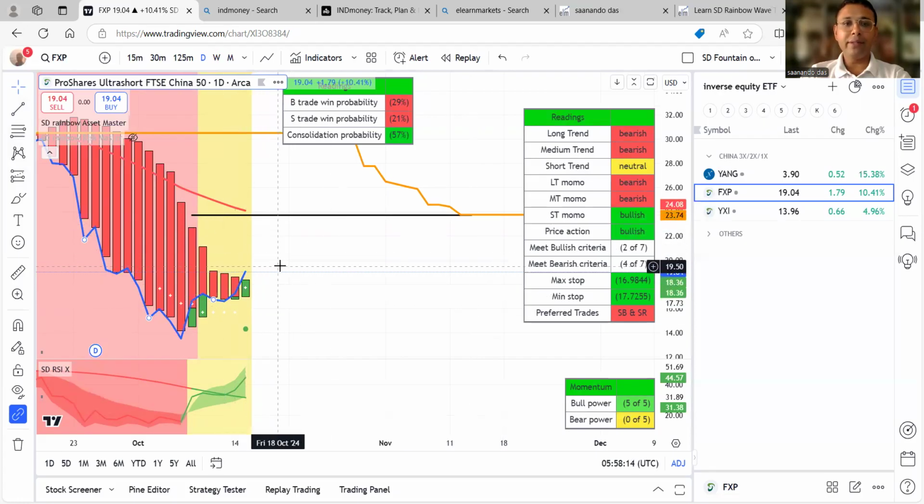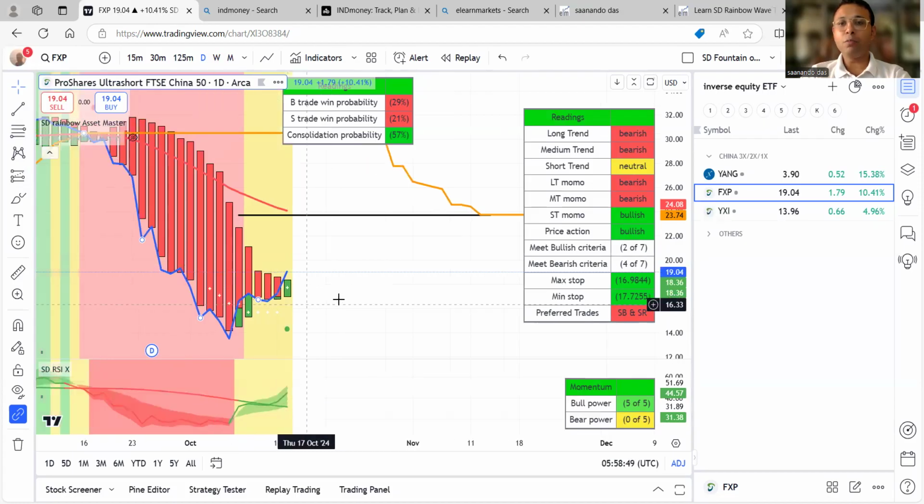Now, my other exits. If the minimum stop is hit, which is around 17.8, I'll exit half the quantity. If ST Momo is turning bearish and the background is still yellow, not green, I'll exit almost 80 to 90% of the quantity, leaving only a tracker. And if I get a red background or a full red candle or max stop hit, that remaining 10%, the tracker, I'll fully exit. So my plan is broadly clear.